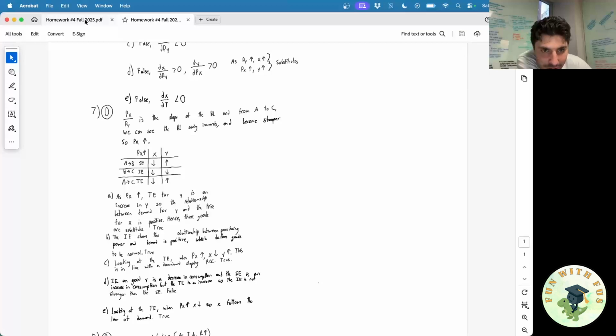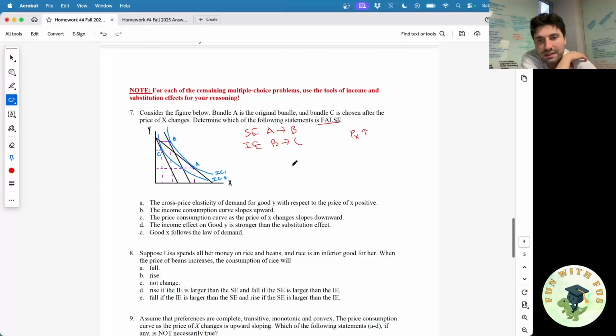So it does in fact go up. The substitution effect. I like how they did it. As the price of X increases, the total effect for Y is an increase. That's what was going through my head, that we're looking at the total effect here. Demand for good Y with respect to the price of X. So our Y went up.